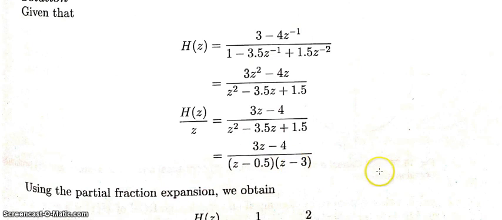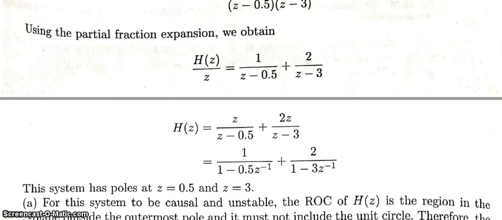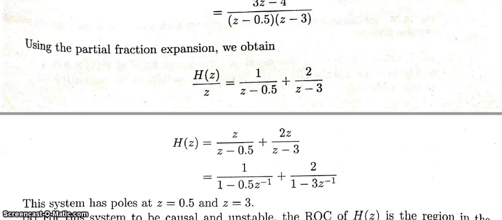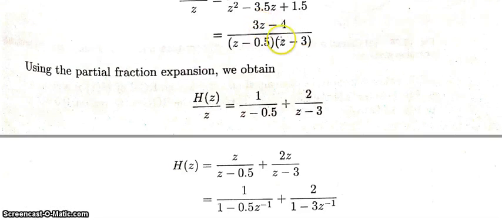Therefore, we know the given system has poles located at z equal to 0.5 and z equal to 3. Now, this term on the right side can be expanded using partial fraction expansion, and we get it in this form. And when we take z to the right side, we have h of z equal to z divided by z minus 0.5 plus 2z divided by z minus 3.